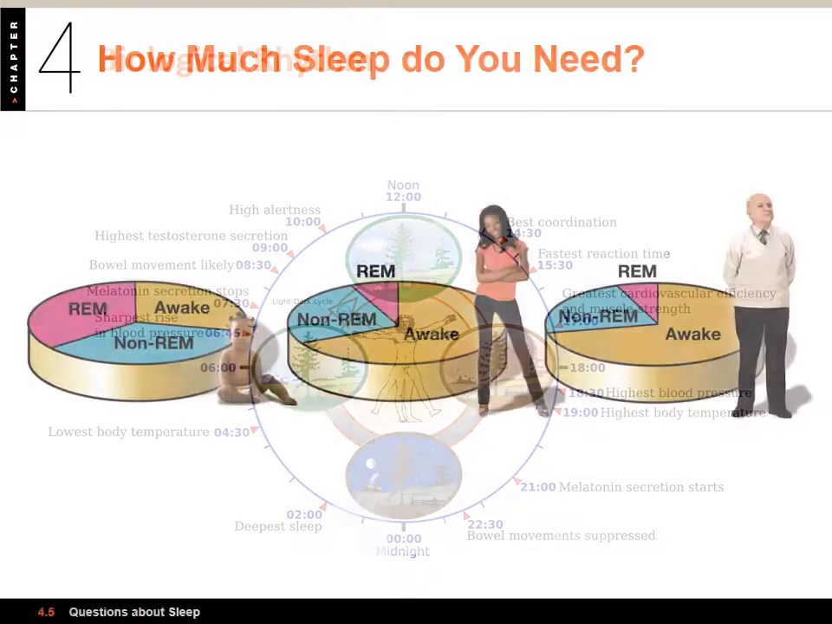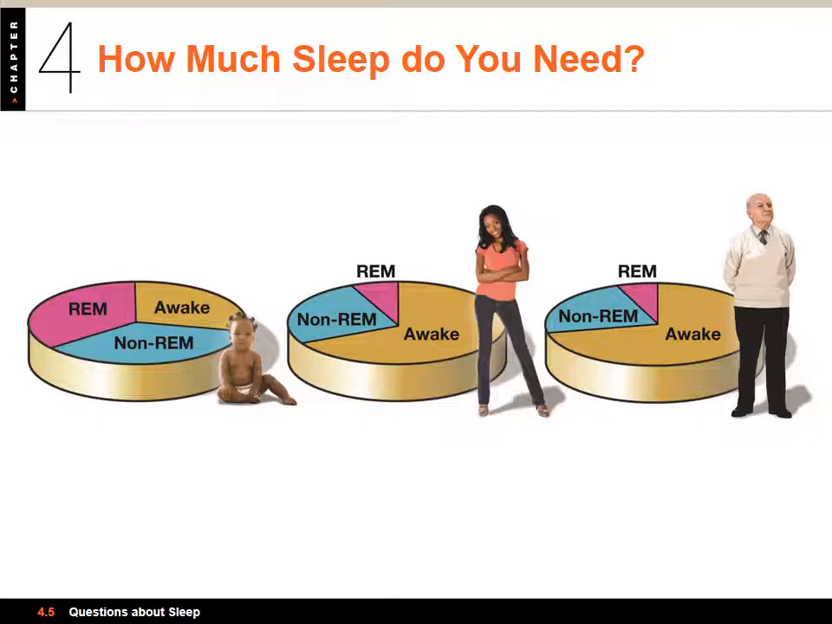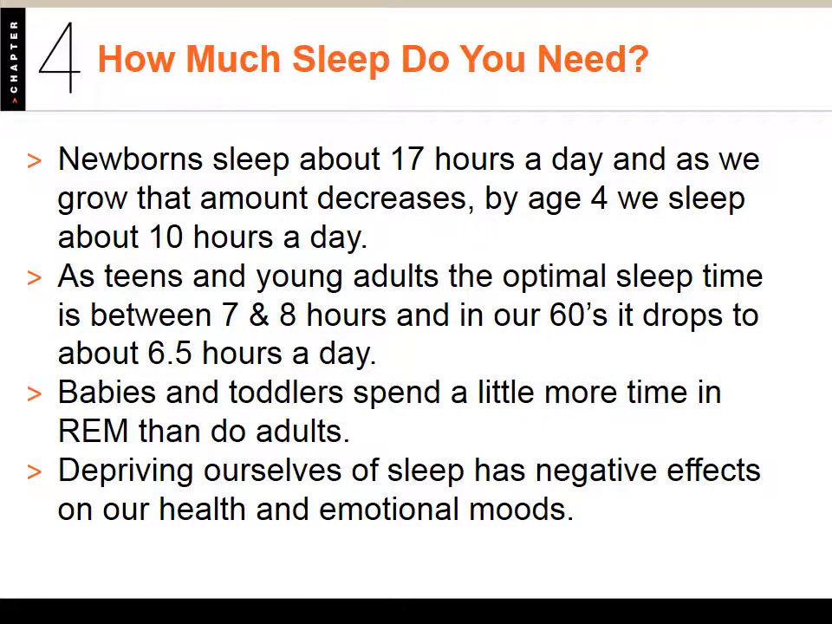Yours could be different. How much sleep do we need? Newborns sleep about 17 hours a day, and as we grow, that decreases. By age 4, we sleep about 10 hours a day. As teens and young adults, the optimal sleep time is about 7 to 8 hours, and in our 60s, it drops to about 6.5 hours. Teens and young adults, I would have thought they would have slept a lot more. They're just growing, but it says you need about 7 or 8 hours of sleep. That's probably why some of you can stay up really late, and if you have to, get up really early.